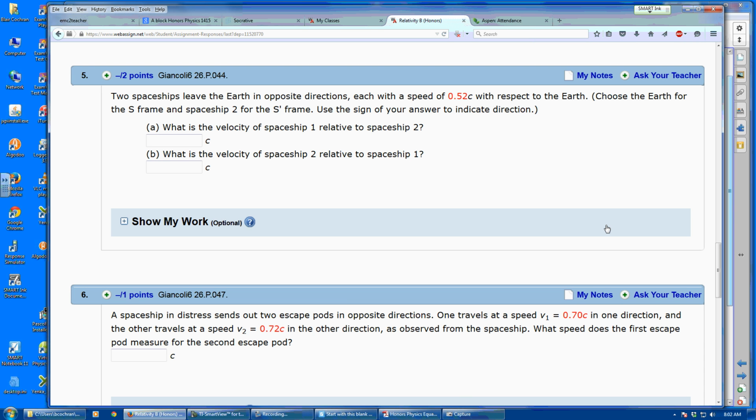All right, so we're going to do number 5. And number 5 gets slightly trickier in that the ships are moving in opposite directions. And you do need to take that into account. Even though there are no vector symbols on our equation, we do need to take the directionality into account. They should be vector symbols there. We're looking for the velocity of ship 1 relative to ship 2, and the velocity of ship 2 relative to ship 1.